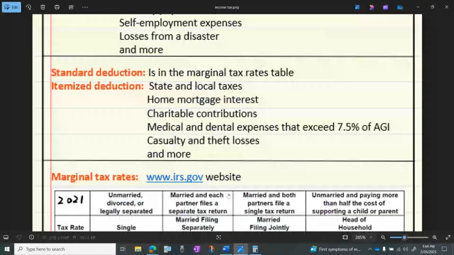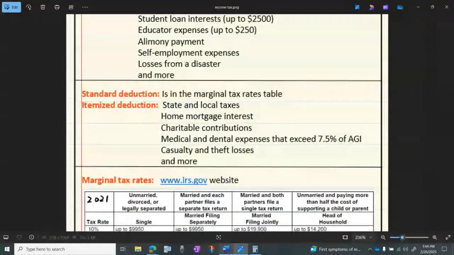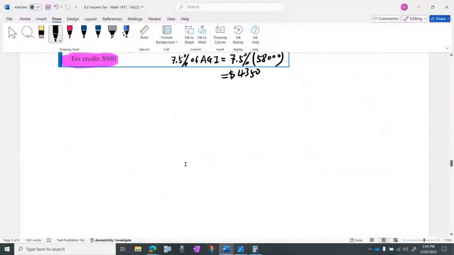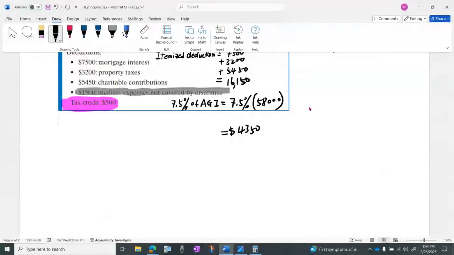Oh, where's my note? Oh, here. Let's see if I can... here.